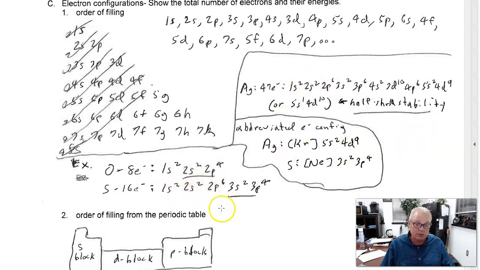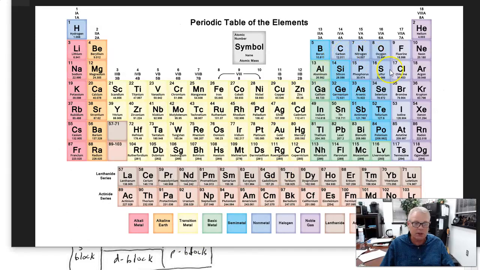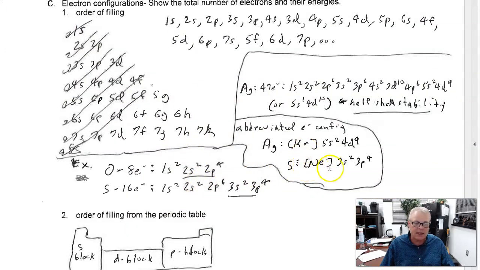All right, here's another one. Here's sulfur. You really don't need an abbreviated electron configuration for sulfur, but I'll show you how it works. The last noble gas before we get to sulfur in the periodic table is neon. So we're going to put neon in a bracket, which takes care of the first 10 electrons. And therefore, sulfur is [Ne] 3s2 3p4. This and this mean exactly the same thing. This is really useful when the electron configurations start to get really long. Instead of writing out the whole thing, put the last noble gas in brackets, and then you go from there. Shortens it up quite a bit. Make sense?